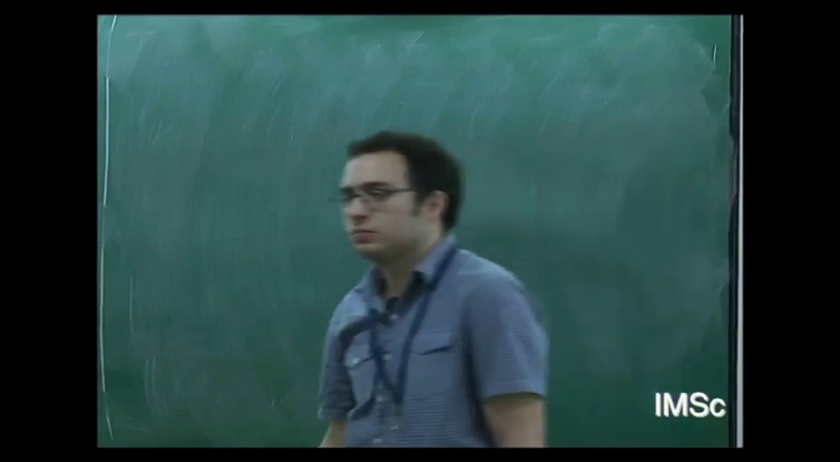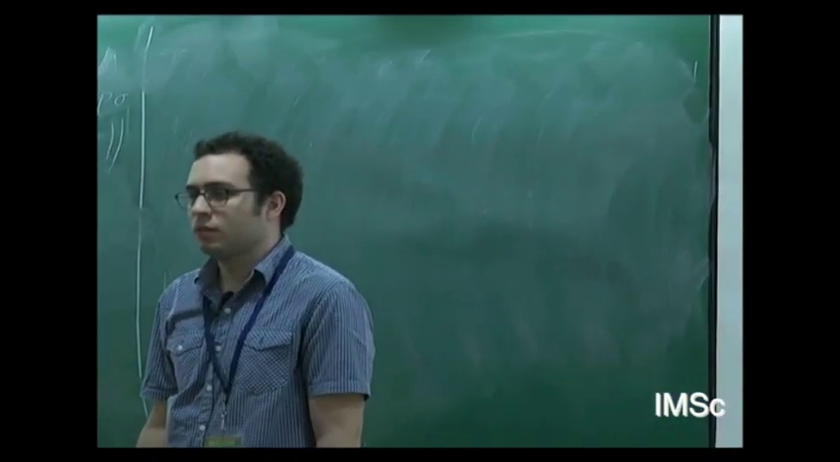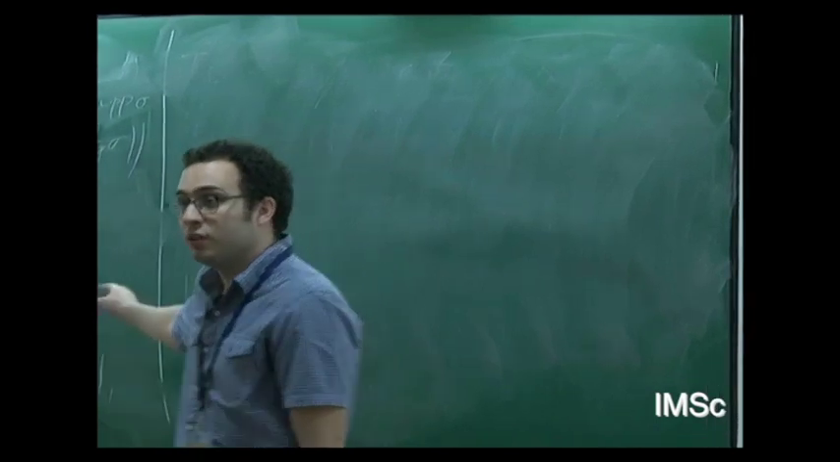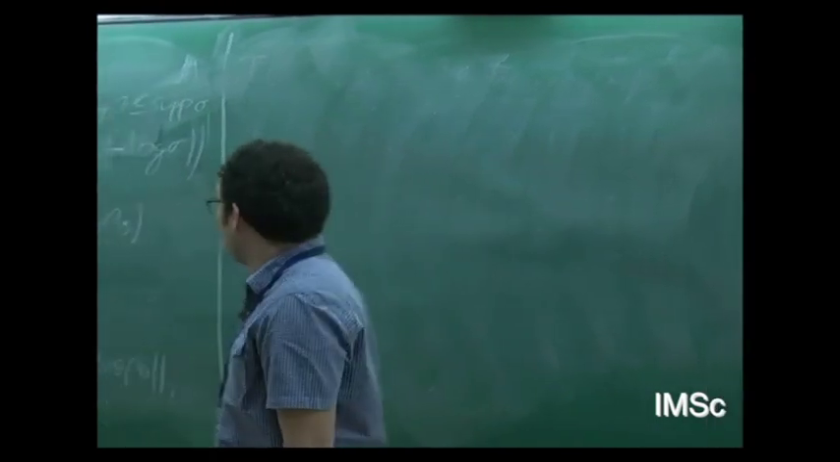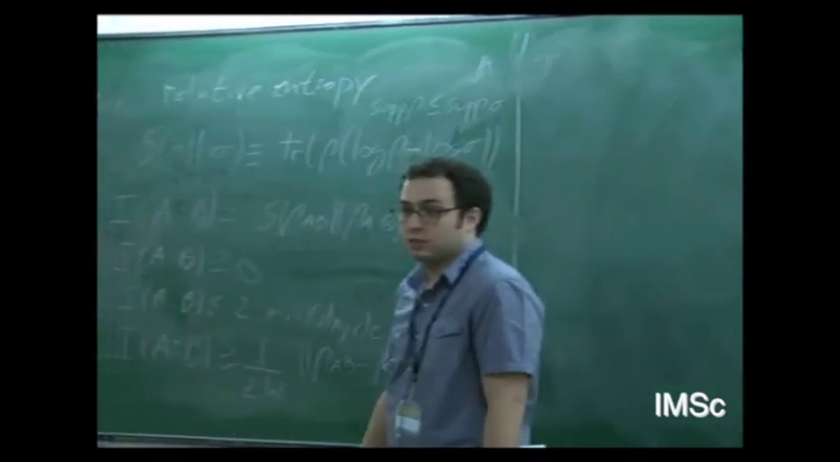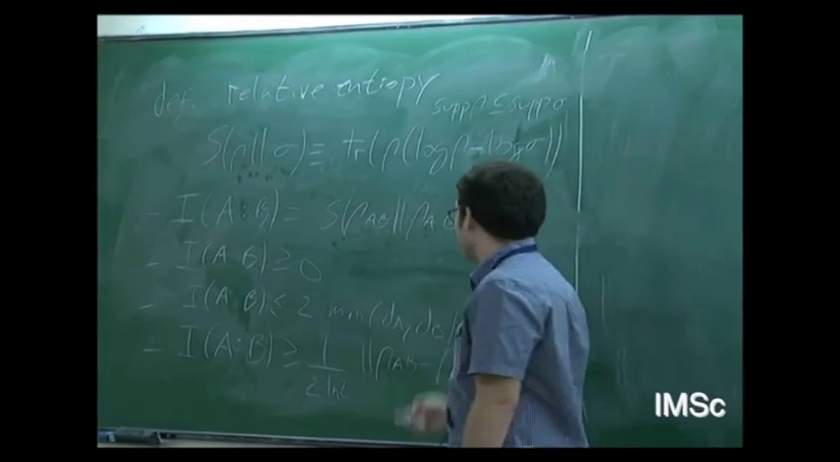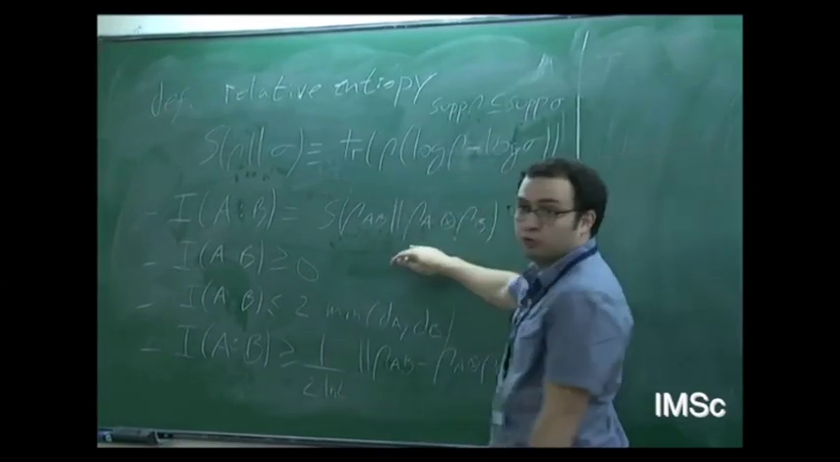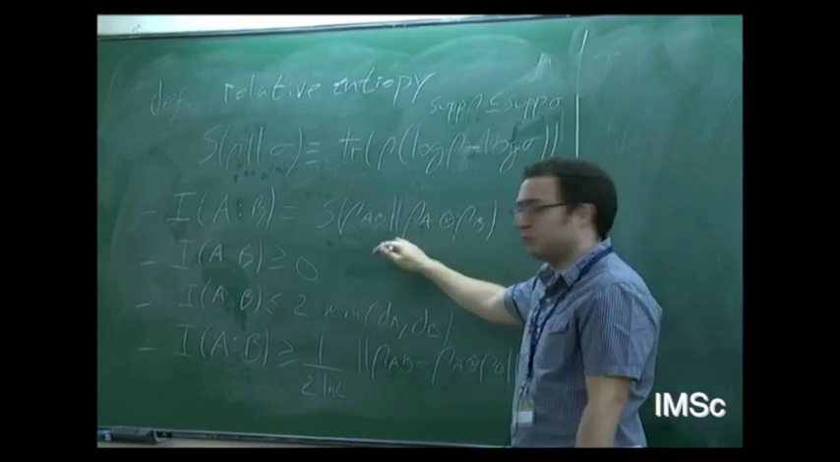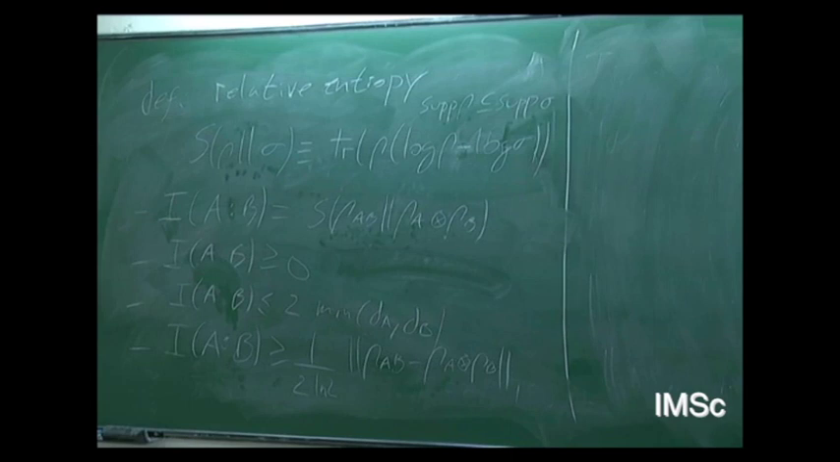Any other question before we move on to area law? To relate to the previous question: yes, the support of rho A tensor rho B is always large. That's true. This is always well defined. That's right, exactly. So this always holds true in this case. Again, it's a good exercise to think about why it's the case.